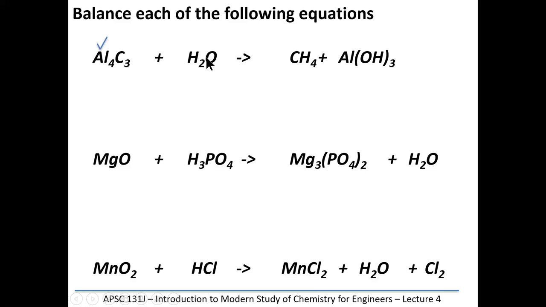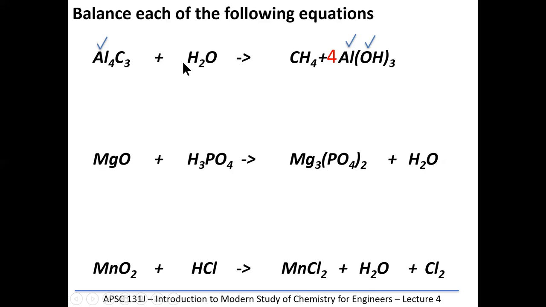So if you can see there's four aluminums on this side, how do I balance the aluminum? I use a check mark to indicate where I'm balancing. I see I have four aluminums. Now the next thing I'm going to do is look and see, since this formula is already balanced, I'm going to move next to oxygen, because it's only in two places. Hydrogen is in three places, so I'm not going to use the hydrogen. In this case, we have 12 oxygens, so to balance it, we're going to need 12 waters.